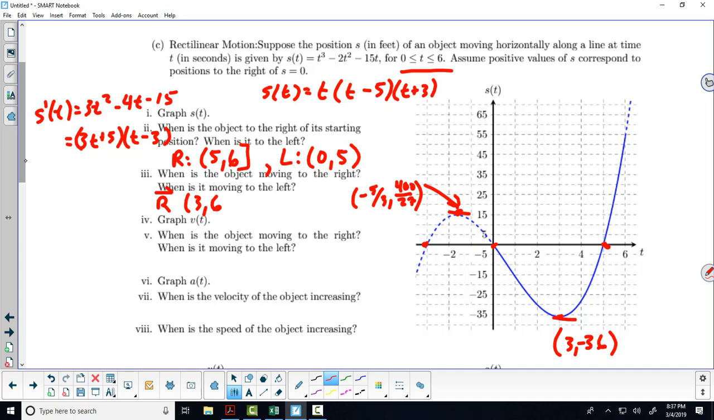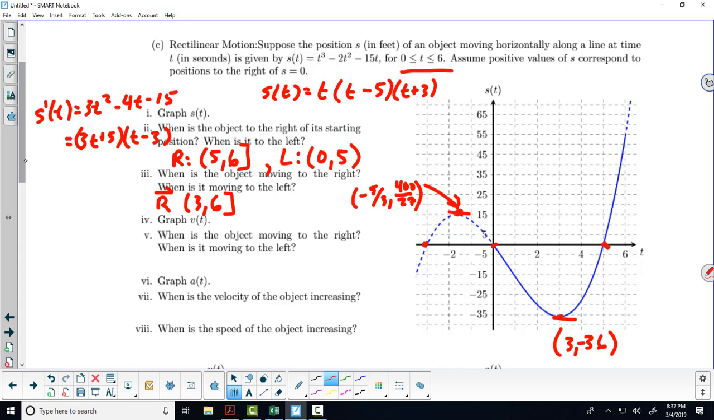Now at 3, we're not moving to the right. We've said this already, but we're momentarily paused at 3. We were heading to the left before we got to 3, and after 3 we're heading to the right, but at 3 we're momentarily paused. That's reflected by our horizontal tangent line, right? But at 6, what are we doing? We're continuing to move right.